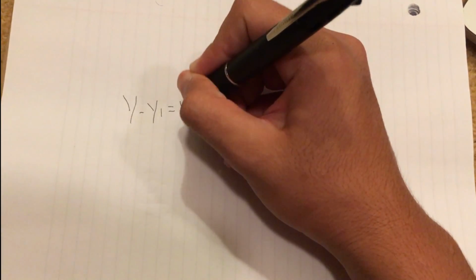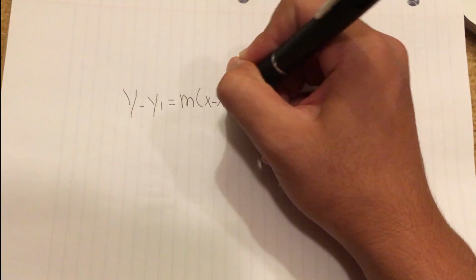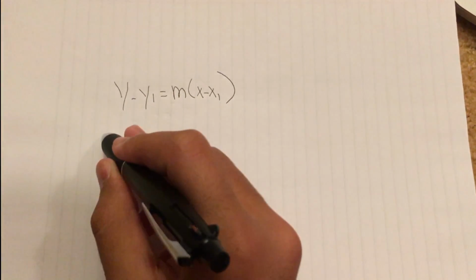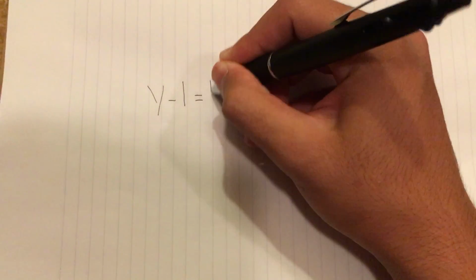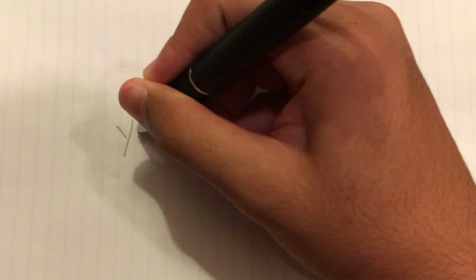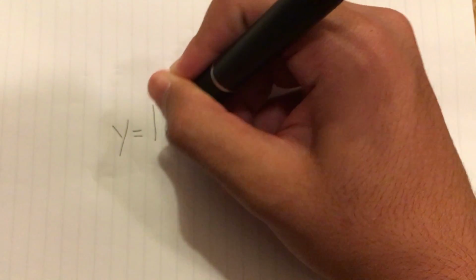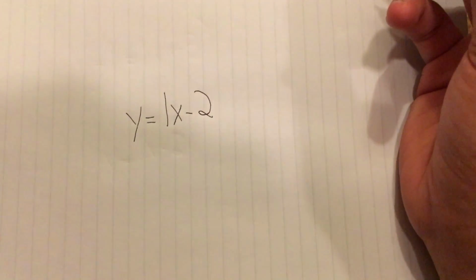That's y minus y1 is equal to m parentheses x minus x1, where the m in that formula stands for slope. And if you plug everything in, the equation turns out to be y minus 1 is equal to 1 parentheses x minus 3. After you solve, the equation turns out to be y is equal to 1x minus 2, which is your slope-intercept form.